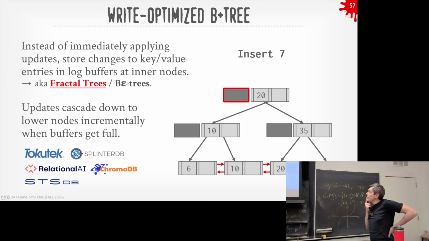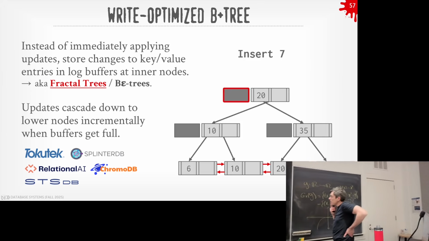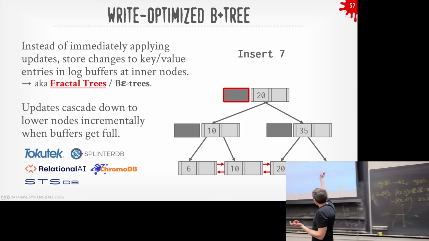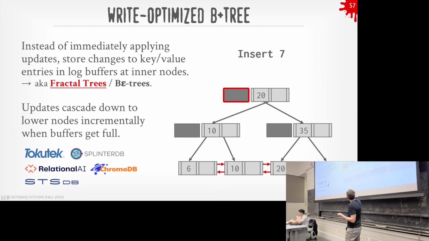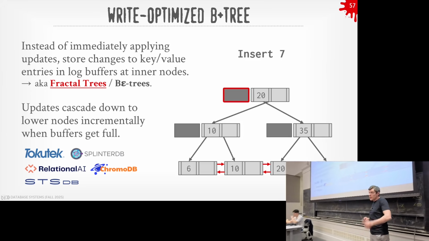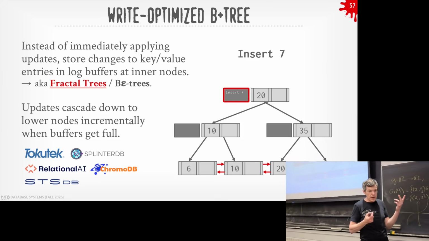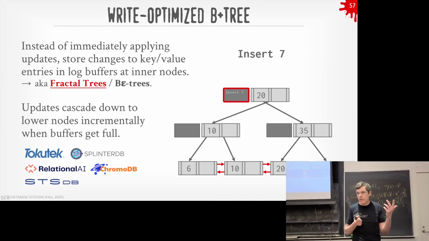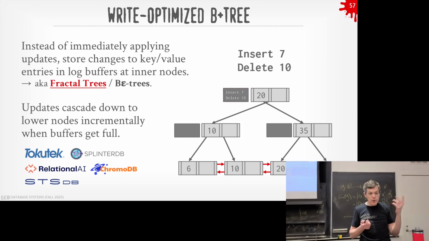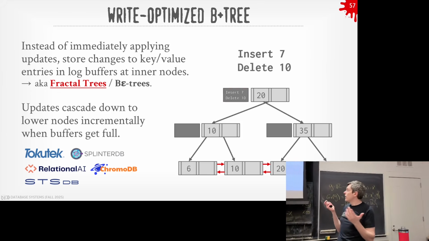So I want to insert 7, right? In a regular B+ tree, I'd have to traverse all the way down and then insert it on this node here. Instead, I'm going to put an insert entry in my mod log. It's like the memtable, more or less, or not the memtable, like how in the log structured storage, we were storing these log records, like here's the changes I made, without maybe actually applying them. So I'm going to put the insert 7 in my mod log. Now I'm going to do delete 10, same thing, and I put it in there, right?